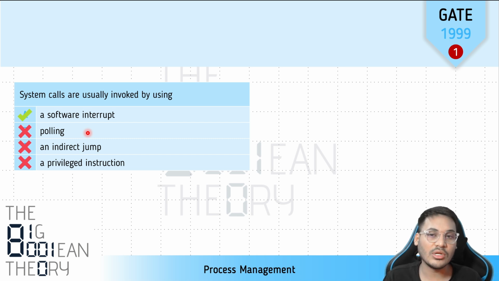But the idea is that polling is not related to system calls. It's a concept related to IO operations. Then now let's talk about the next option, that is an indirect jump.